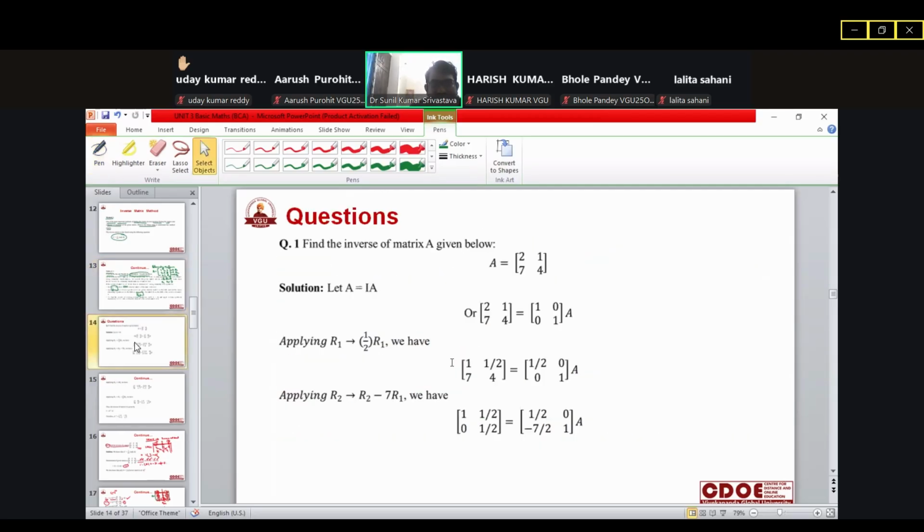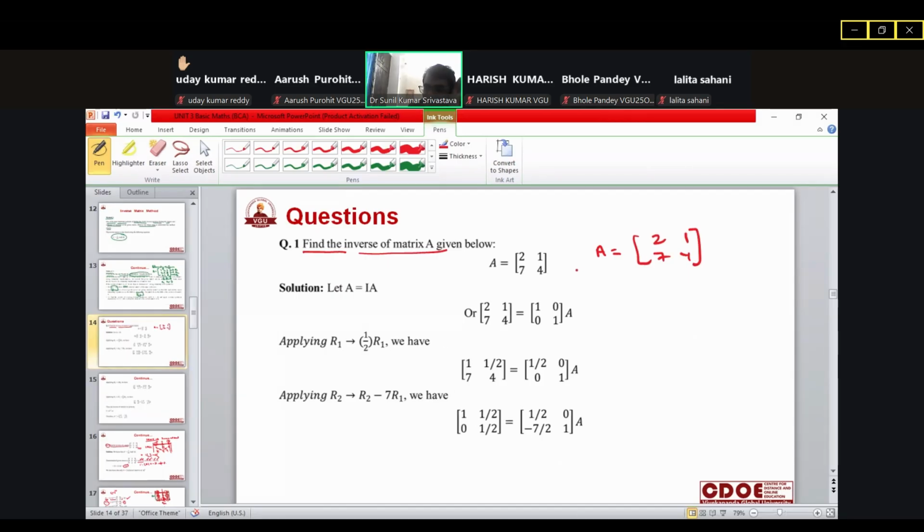For this also we have taken an example, a very nice question, by the use of elementary transformation. So we have to find the inverse of the matrix A by the use of elementary transformation. So we have taken matrix A, written here, A is equal to the matrix 2 1 7 4. This is the matrix, and we have to find the inverse.